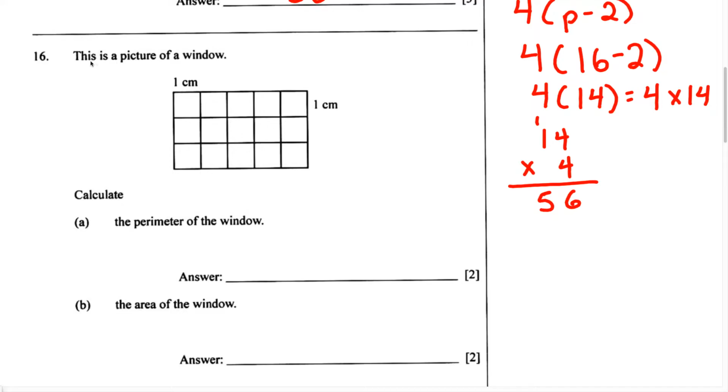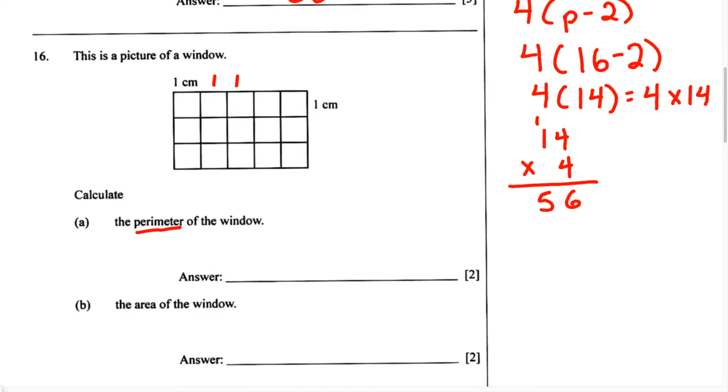Question 16 says, this is a picture of a window. This is our window. Now it says, calculate part A, the perimeter of the window. We know anytime they want us to find the perimeter, we're just going to add up the distance all around the figure. If from here to here is 1 centimeter, and from here to here is also 1 centimeter, that means each block is going to be 1 centimeter. If you want to, you can write 1 for 1 centimeter.